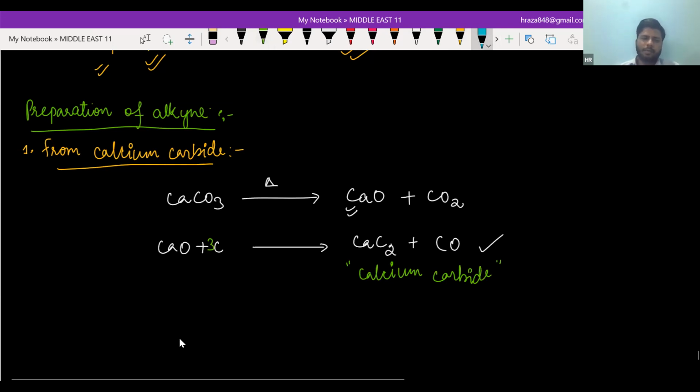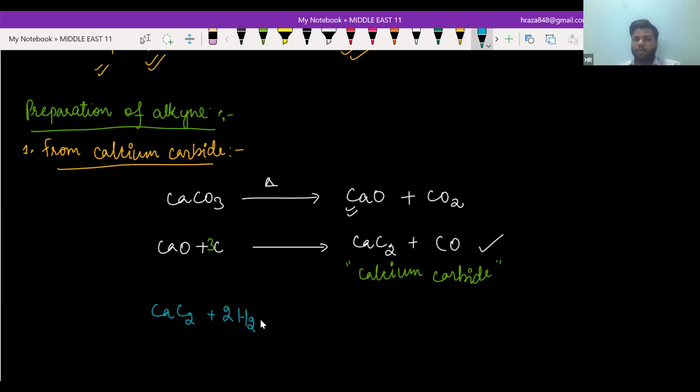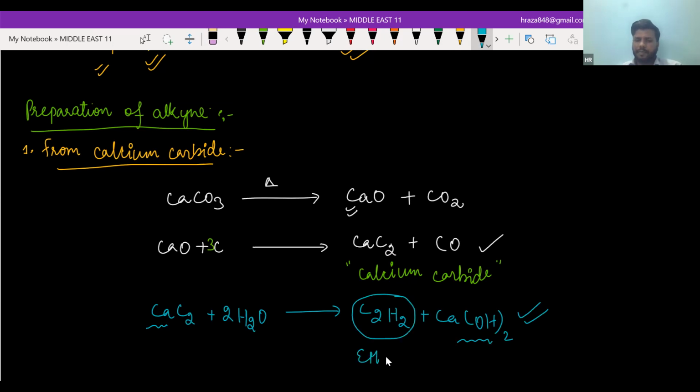Now this calcium carbide will be hydrolyzed, or we dip the calcium carbide into water, and it will directly give you ethyne, C2H2, not C2H6, that is ethane, C2H2, along with calcium hydroxide. Since calcium is a metal, it will be basic. So calcium hydroxide will be the byproduct with the main product ethyne. Just write it and let me know if you are finished with this.